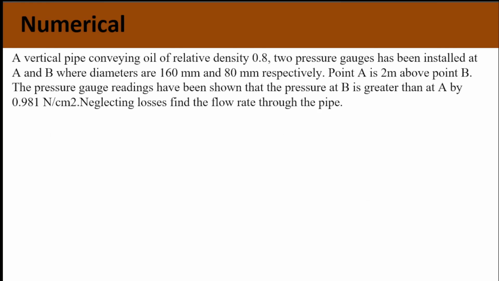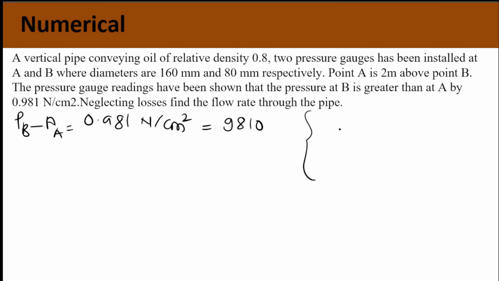Now, if we look at the numerical, I have already told PB minus PA is given as 0.981 Newton per centimeter square. I want it in Newton per meter square, so I will multiply it by 10 raised to the power 4. So the value will be equal to 9810, right? So the conversion factor is Newton per centimeter square is equal to 10 raised to the power 4 into Newton per meter square, right?